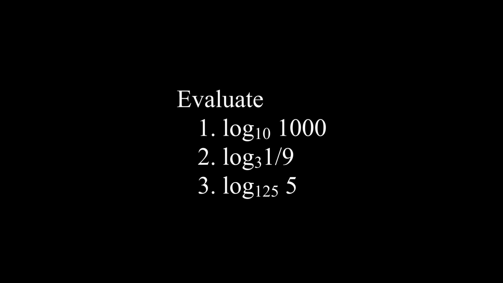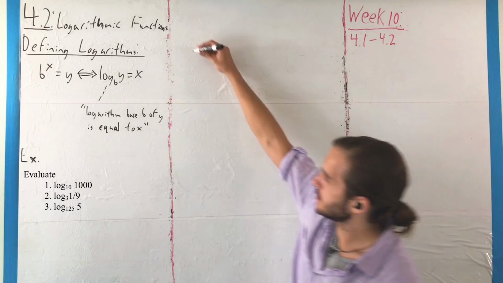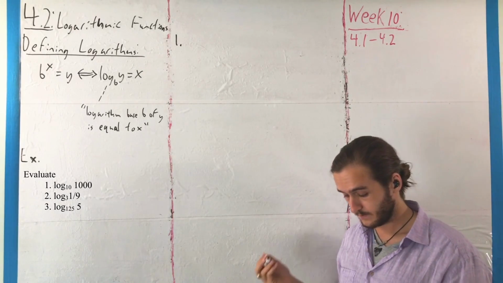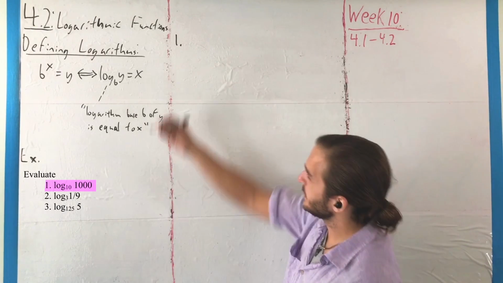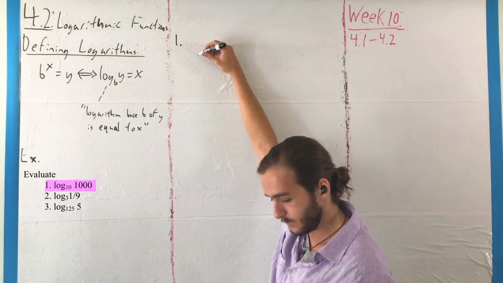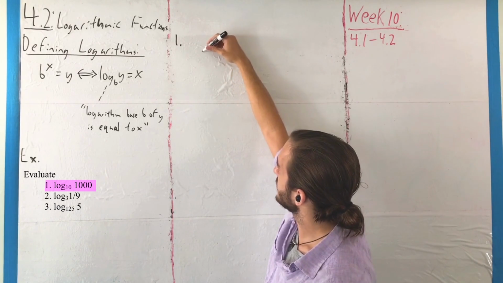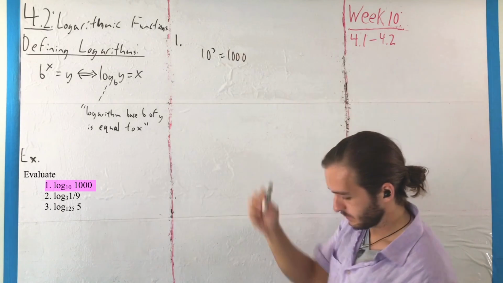So for this, we want to evaluate log base 10 of 1000, log base 3 of 1/9, and log base 125 of 5. So in each of these cases, what we're going to do here is think exponentially, but in reverse. So in our first case, what we can identify is that we're looking for a power of 10 that would give us 1000. Well, we have 10 cubed is equal to 1000.